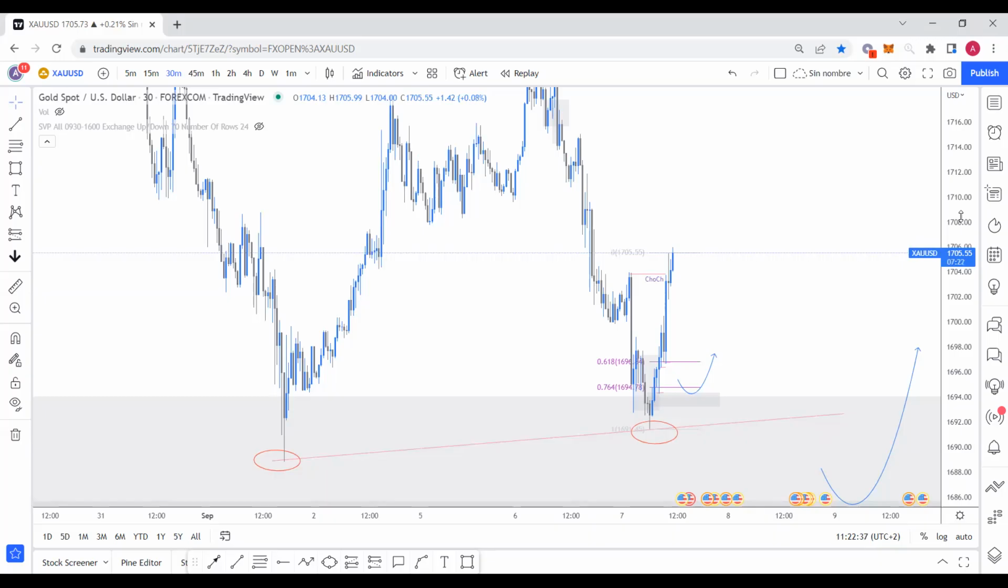But I'm focusing on those zones, okay, where price will react. I'm not trying to predict where price is going by today, tomorrow, the end of the month, or whatever. I'm trying to identify those high volume zones, those high probability setups where I know price will have a strong reaction.